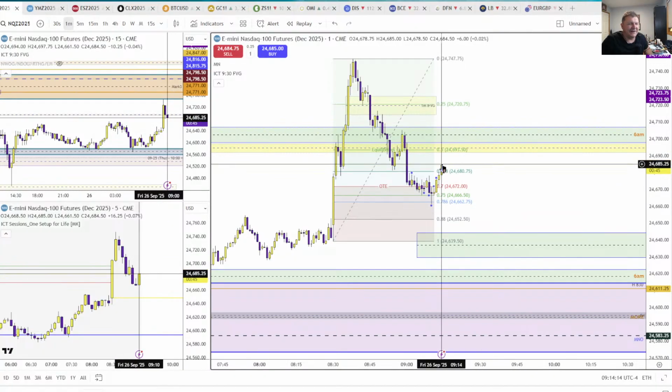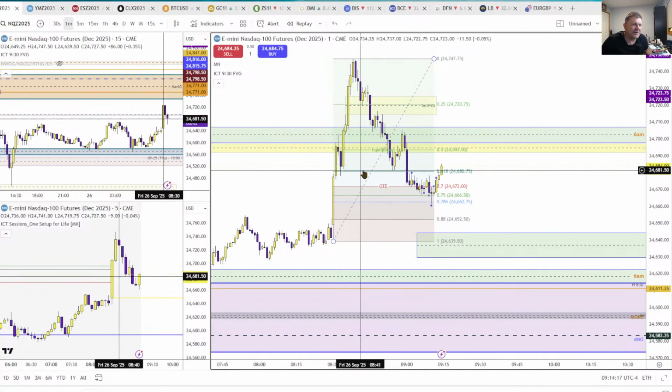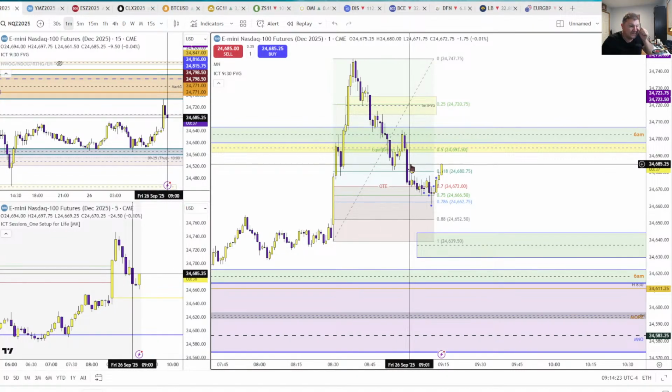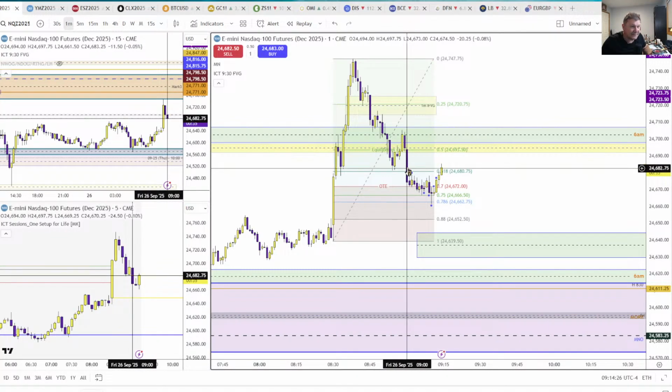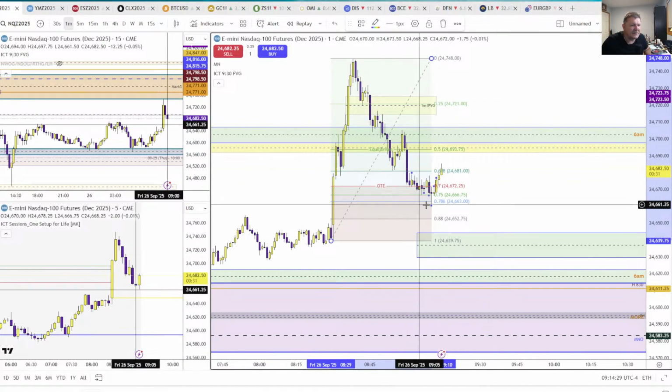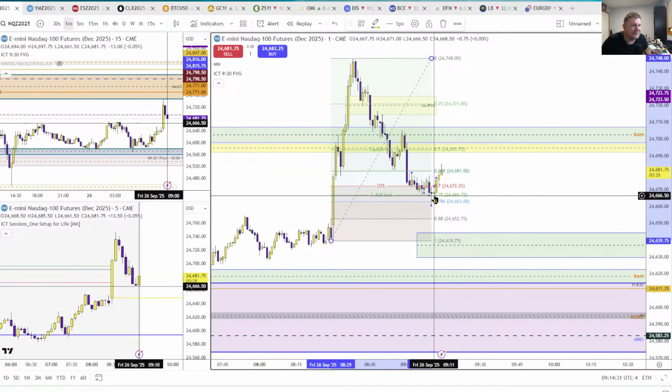They don't bat an eye. So here we are back into this level, 684. Let's see if that holds. And there's the consequent encroachment of that. See how you hit 78%? It would have come back to 75 and taken you out.